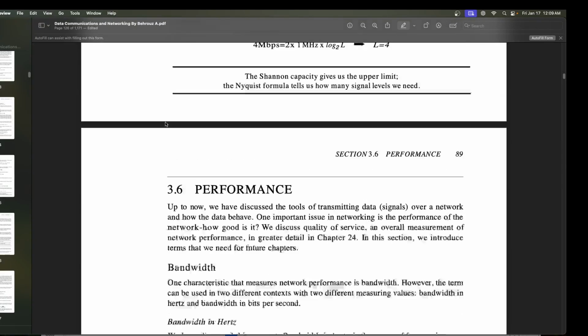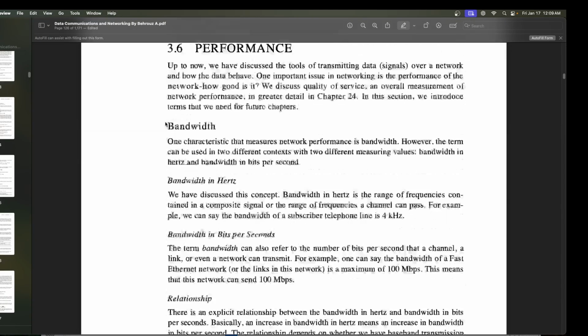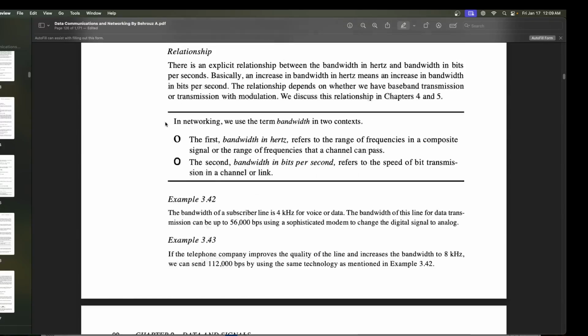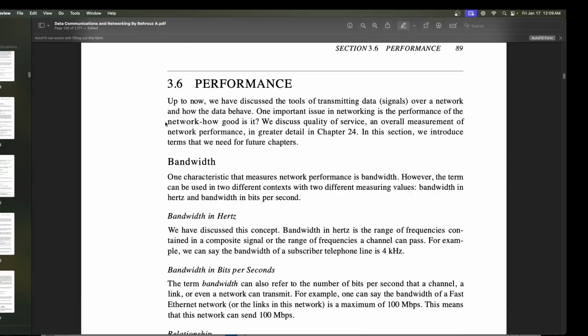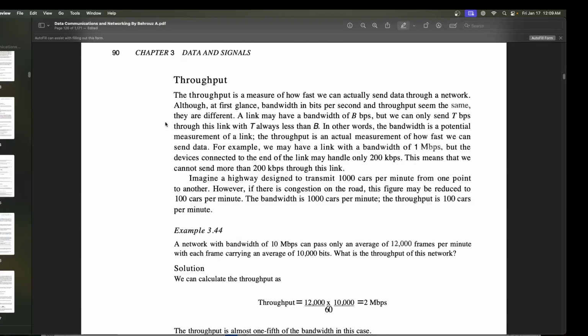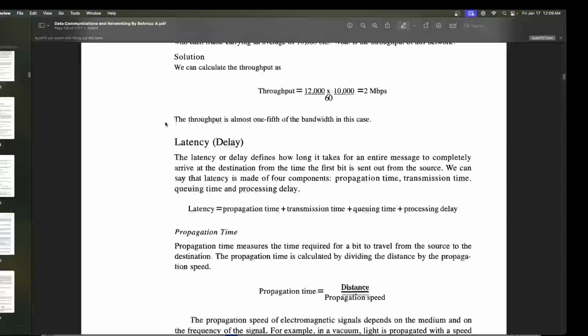Okay, bandwidth is already discussed. So then this is throughput. How fast we can actually send data through a network, that means sender to receiver. That time is throughput. And then latency.